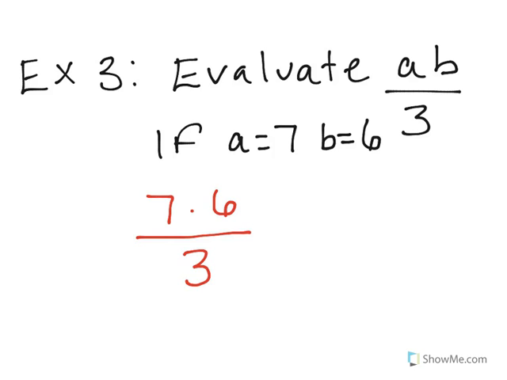So if you have a problem like this with a fraction bar or with division, you always want to take care of what's on top of our fraction bar first, and then you can do your division. So I'm going to first solve 7 times 6, which equals 42, and then I'm going to rewrite the fraction bar with 3. So then I'm left with only one operation of 42 divided by 3.